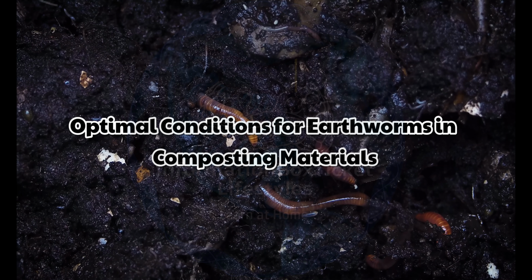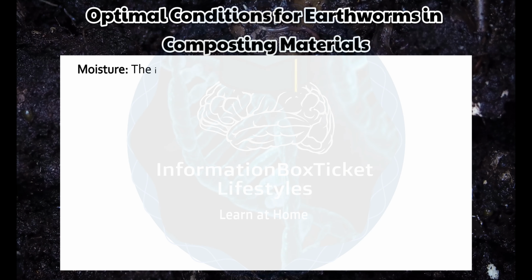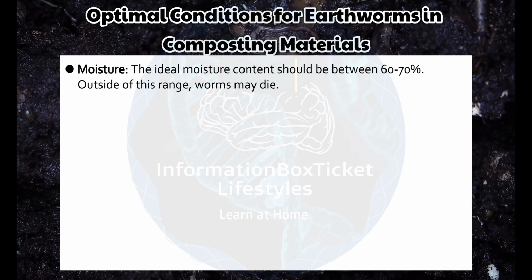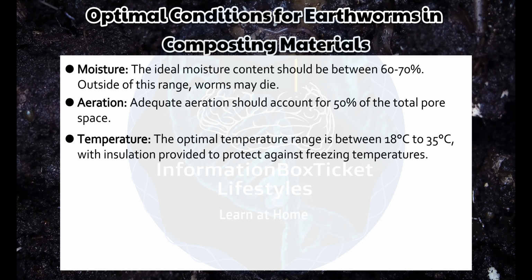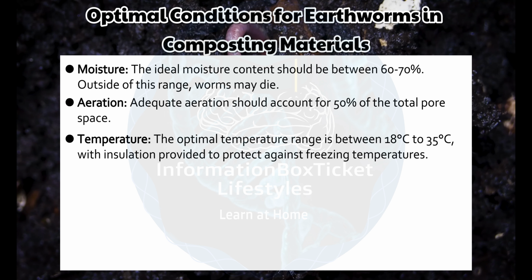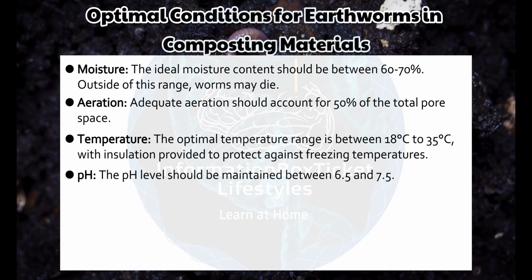Optimal conditions for earthworms in composting materials. Moisture. The ideal moisture content should be between 60 to 70%. Outside of this range, worms may die. Aeration. Adequate aeration should account for 50% of the total pore space. Temperature. The optimal temperature range is between 18 degrees Celsius to 35 degrees Celsius, with insulation provided to protect against freezing temperatures. pH. The pH level should be maintained between 6.5 and 7.5.